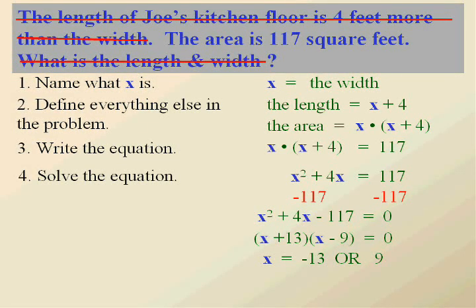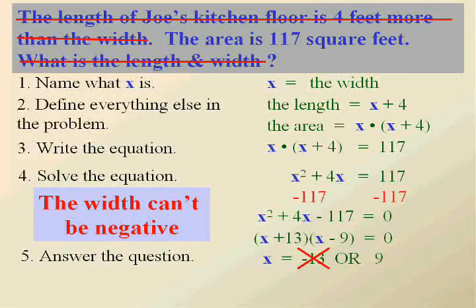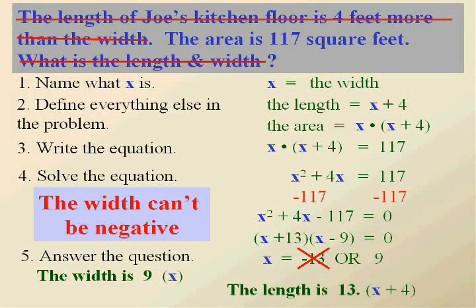Now, we're talking about x, and x is the width. If I'm going to answer the question here, I have two possibilities, negative 13 and 9. It can't be negative 13, so I have to throw that out. So the answer for the width is 9. But they also wanted to know the length. Good thing I wrote that down in step 2. The length is x plus 4. x is 9, so the length is 9 plus 4, or 13. So the answer is, the width is 9 and the length is 13.